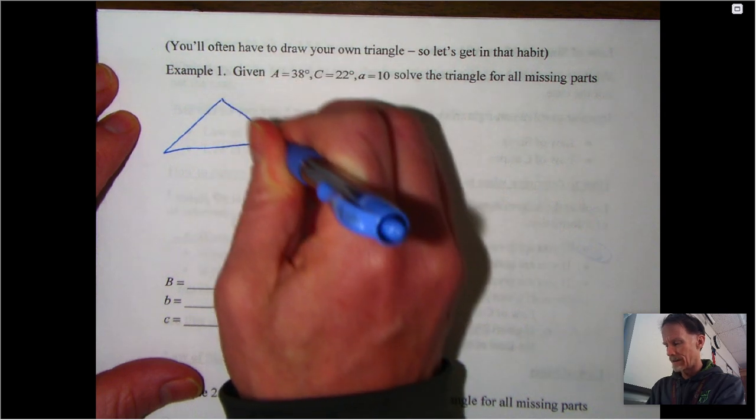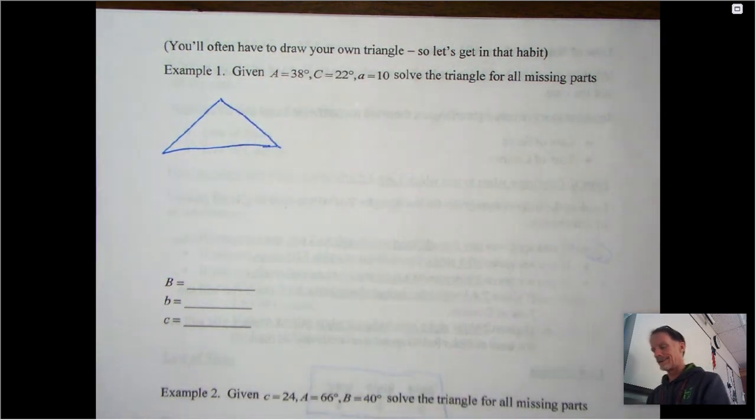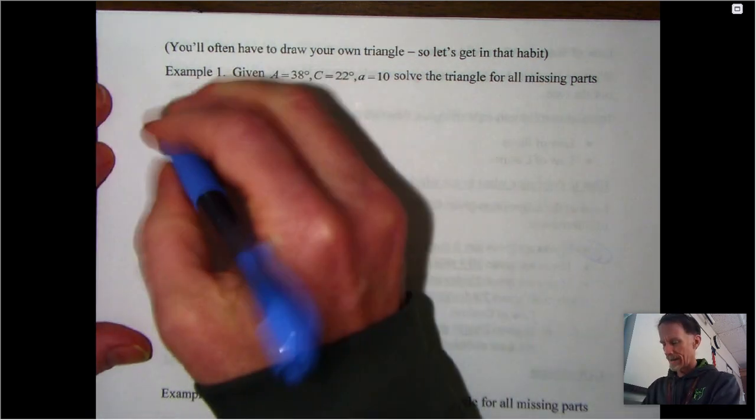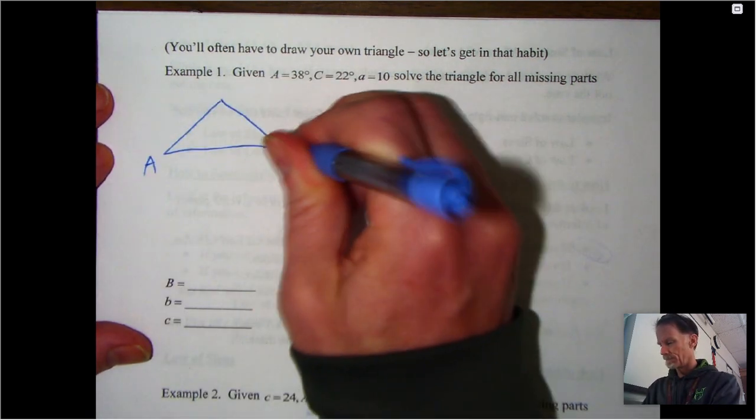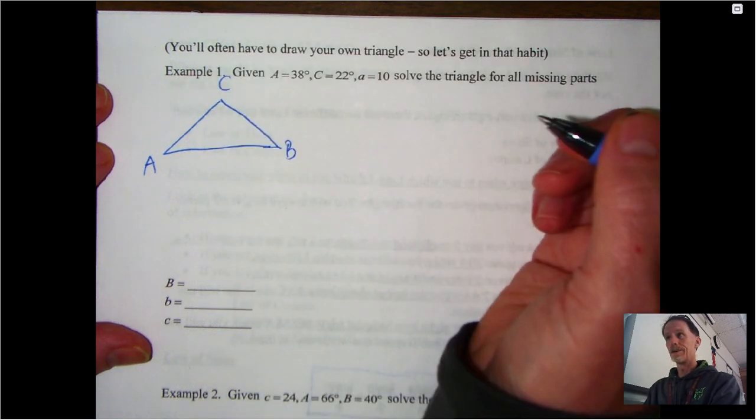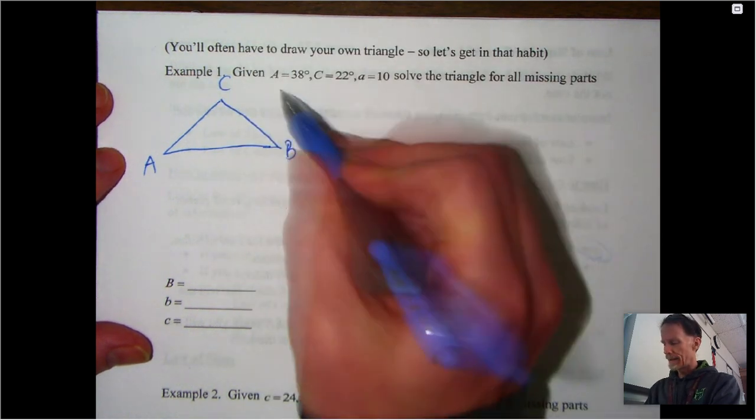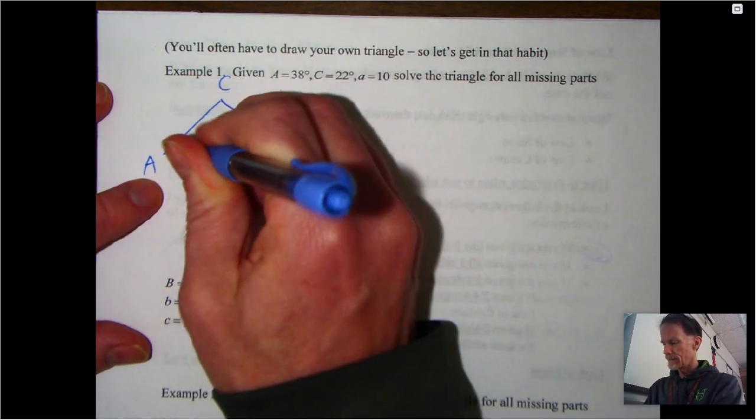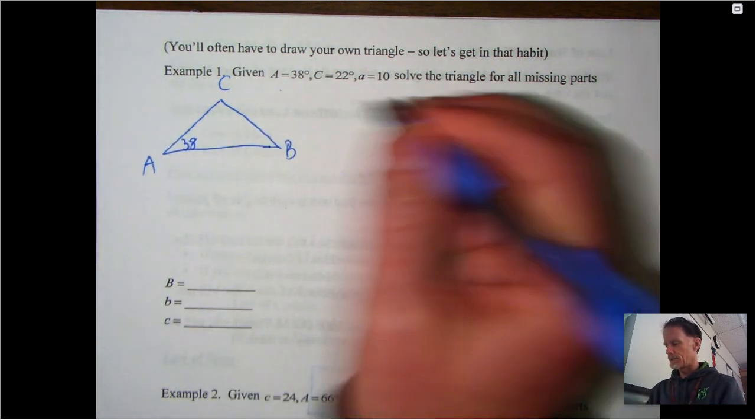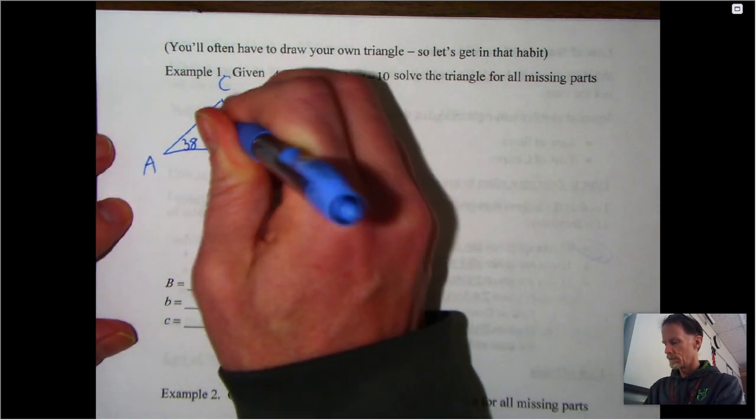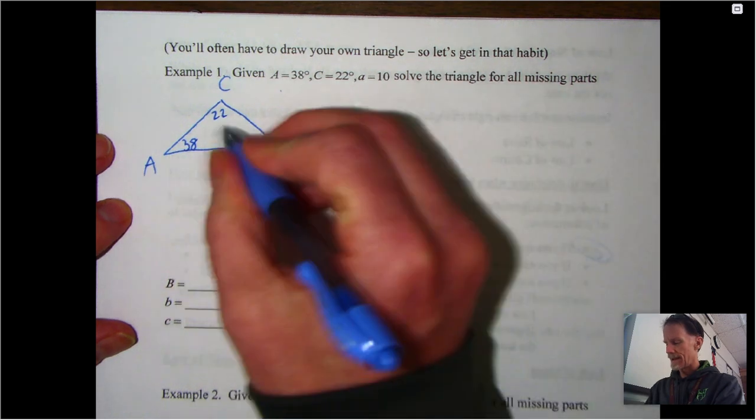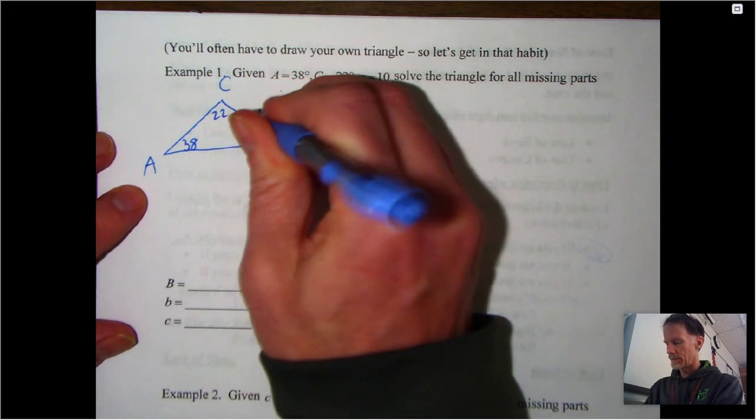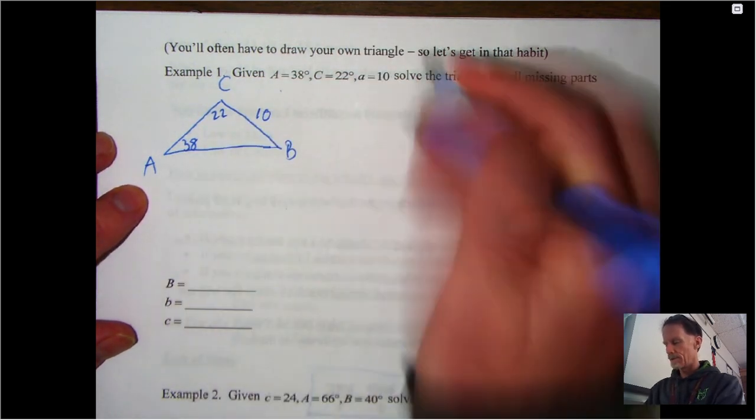I don't care what it looks like or how accurate the angles are or whatever. I just draw it to kind of get a visual of what's happening. So again, I'm going to put the A, B, and C there. And if my angle A is 38, and my angle C is 22, and then my side A is 10, again, always across, it'll be right there. Okay, so let's go and find angle B first.